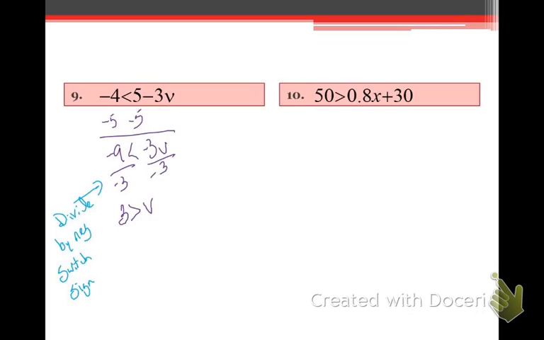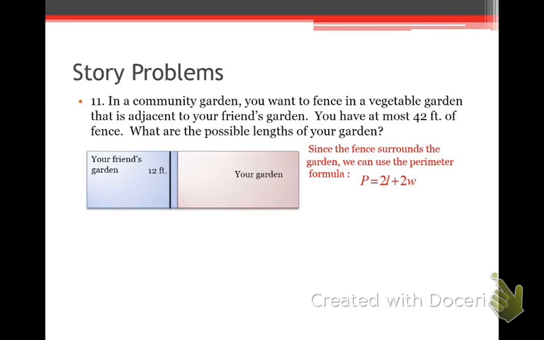And some confusion on number 11. So you've got 42 feet of fence. That's all you can use, right? And you're going to put up a fence around your garden, this community garden. And you needed the picture there. The garden's 12 feet wide. What are the possible lengths of your garden? You don't have to use all 42 feet.